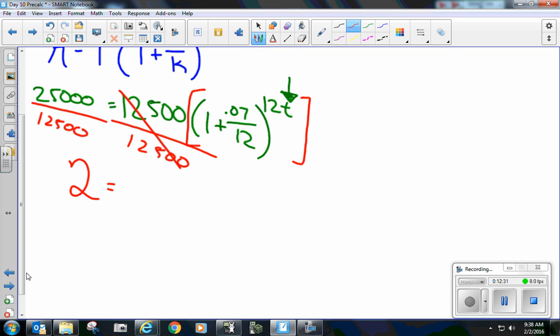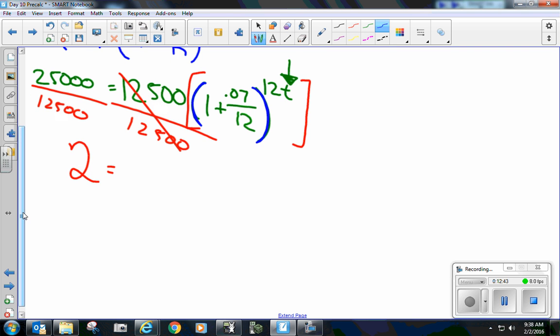Now, did anyone put this in their calculator to see if you get a nice decimal, or did it go on forever? It goes on. So you got to use that. Good idea. All right. So I have 1 plus 0.07 over 12 to the 12t.